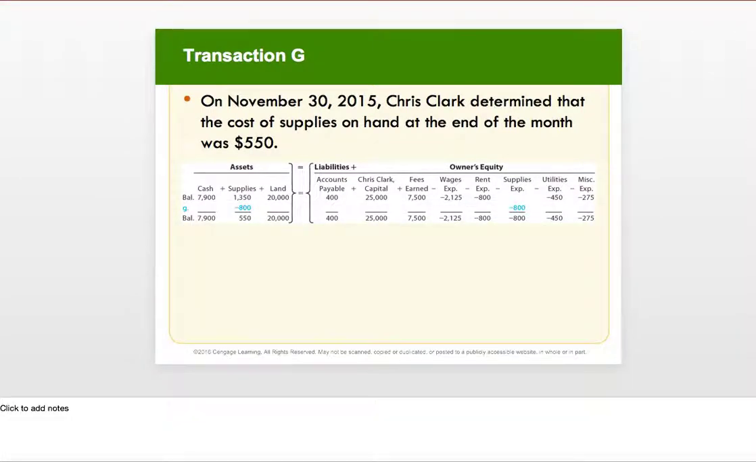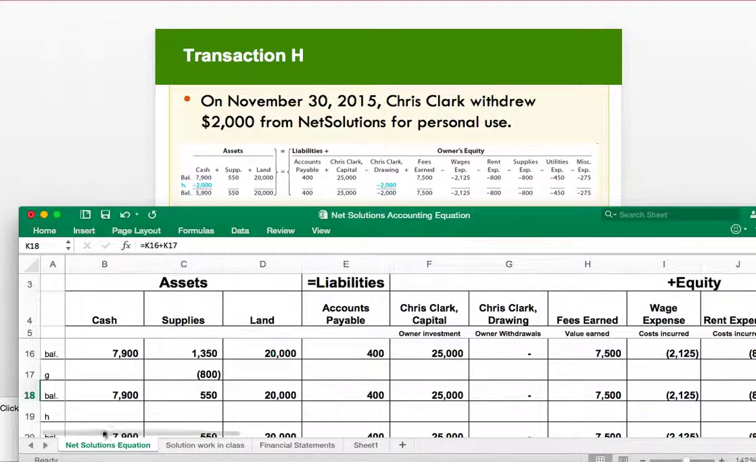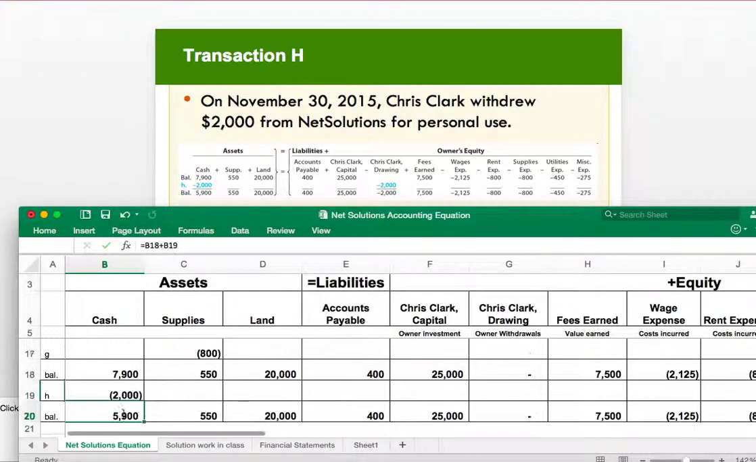And then we have transaction H. It says on November 30th, Chris Clark withdrew $2,000 for personal use. Well, Chris Clark got money out of the business. That means that we are the accountants for the business. So we wrote a check to Chris Clark for $2,000. So I'm going to put minus $2,000 because our cash decreased. And when the owner takes out money, that goes through Chris Clark's drawing account, which is also a minus account in this chart because it's going to go against the equity. It's actually a contra equity account.